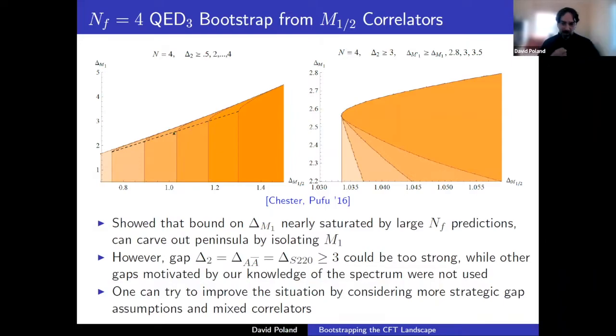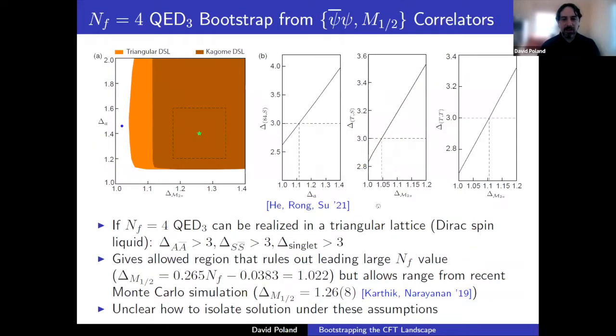And pushing it further means using more strategic gap assumptions as well as considering mixed correlators. Now, there was also a nice study that came out recently by Yin Chen He, Junchen Rong, and Ning Su, which indeed looked at mixed correlators involving the psi bar psi and M1/2 correlators. They input a conservative set of gap assumptions in the AA bar, SS bar, and singlet sectors under the assumption that this theory could be realized on a triangular lattice. So these operators are all allowed to be generated by the symmetries of the triangular lattice.